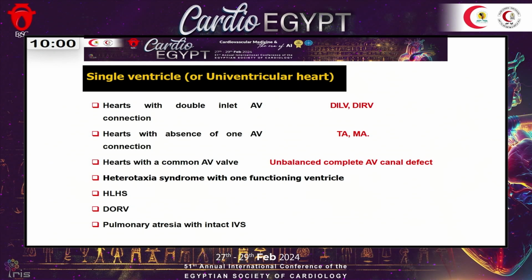Other congenital malformations are also categorized as univentricular heart depending on the hemodynamics and the surgical management: hearts with absence of one AV valve, such as tricuspid or mitral atresia; hearts with a common AV valve, such as the unbalanced complete AV canal; heterotaxia syndrome with one functioning ventricle; hypoplastic left heart or hypoplastic right heart; or severe forms of double outlet right ventricle.